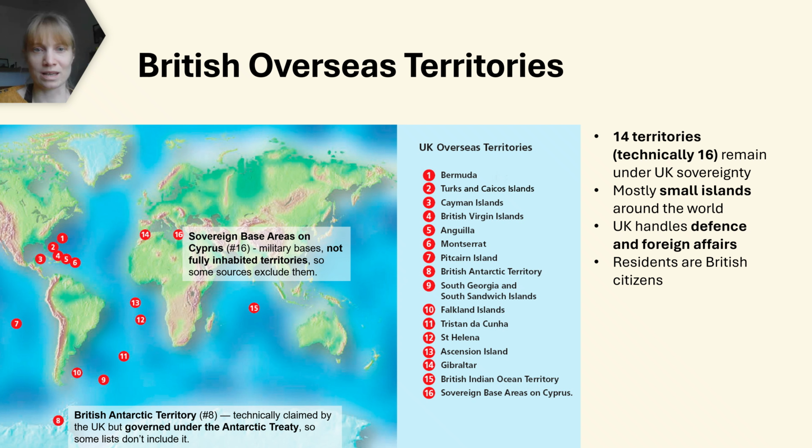And another familiar slide, the overseas territories of Great Britain. There are 14 territories, technically 16, which remain under UK power. Mostly they're small islands around the world, and the UK handles their defence and foreign affairs, and the residents are British citizens.